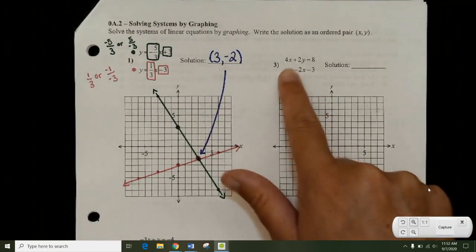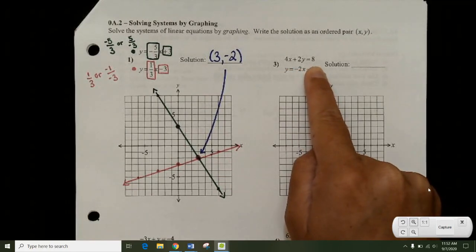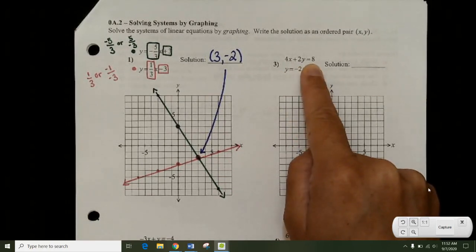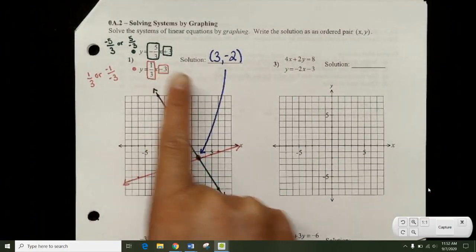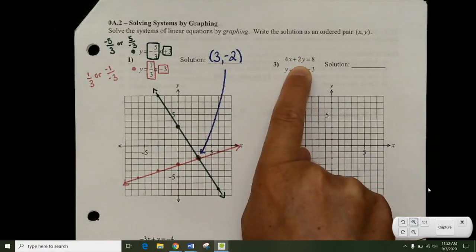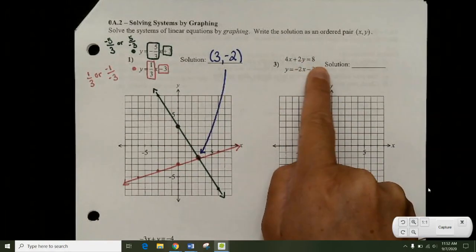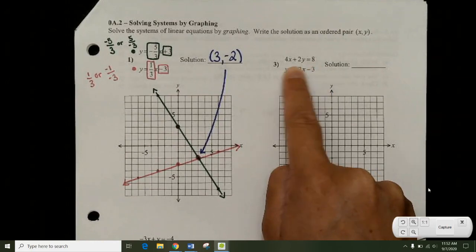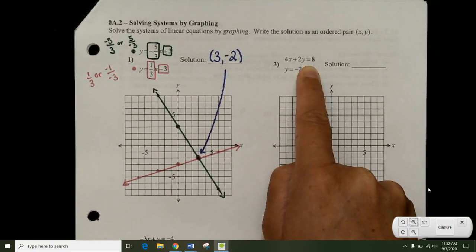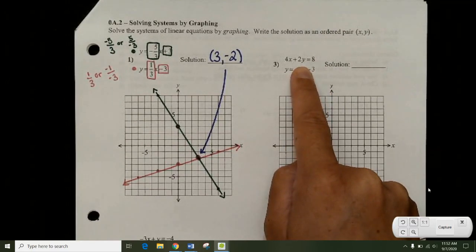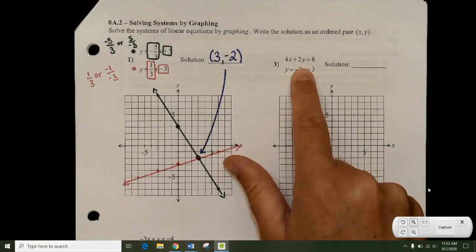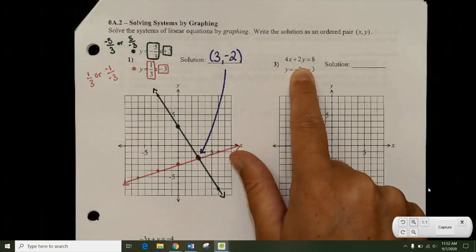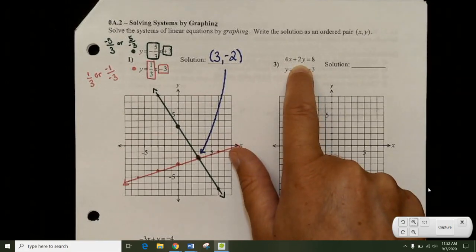All right, next one. 4x plus 2y equals 8. Notice the different form here. A lot of you are more comfortable with y equals mx plus b than you are with this, which is called standard form. So there are two different ways to go about graphing this one. You can either graph it in standard form and find the two intercepts, or you can change it into y equals mx plus b. So I'm going to change it into y equals mx plus b, but I'd also be more than happy to graph in standard form with some of you if you want to know how to do that later on.